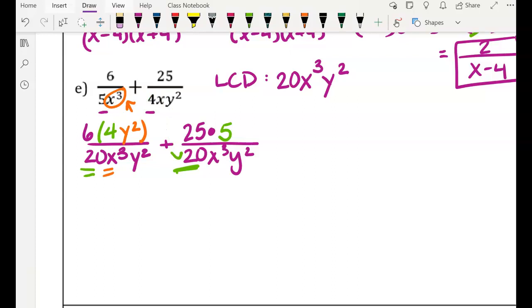Now let's look at the x's. We have 1x here and x to the third here. Well, to get x to the third, we need to multiply this by x squared. So that also gets multiplied to the top as well. So we will multiply the top by x squared to match, right? And this has a y squared and we have a y squared. So there's nothing else we need to multiply.